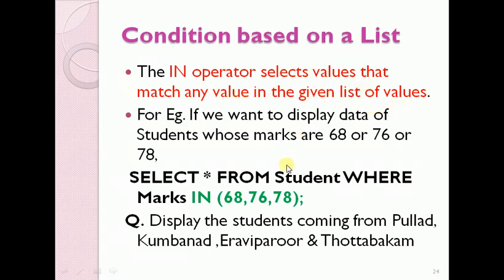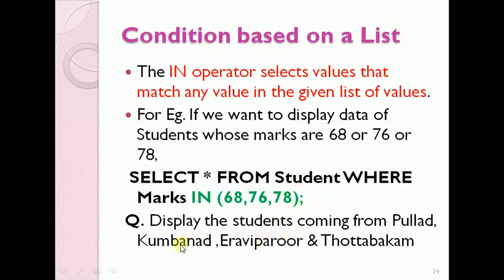For example, we have a student table, and we have a column marks in that. I want to display data of students whose marks are 68 or 76 or 78. So these are the 3 values. We have a list 68, 76 and 78. I want to search whether the student is getting any of these 3 marks. So: select star from student where marks in 68, 76, 78. In this way we can use the in operator to search based on a list.